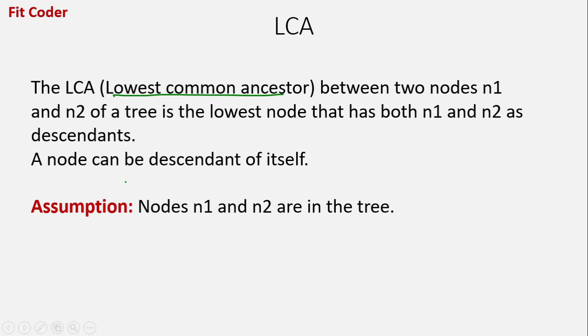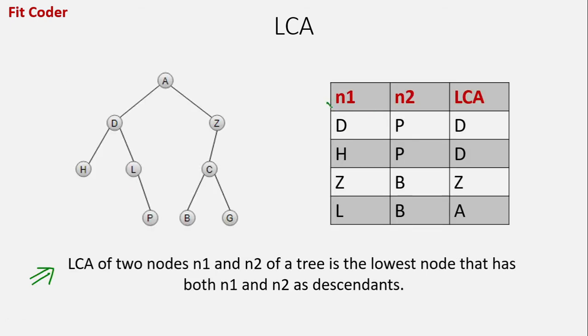So let's see an example. This is our node n1 and this is n2. Let's take the first example. n1 is D and n2 is P. So we have to find the LCA for D and P. P is a descendant of D, and D is a descendant of itself. So the LCA of D and P is D.